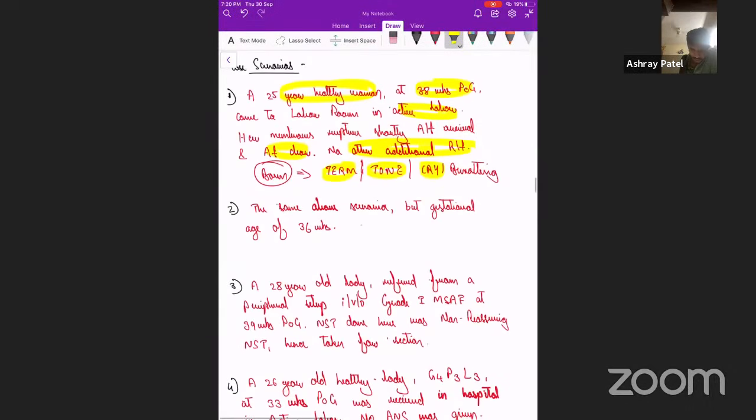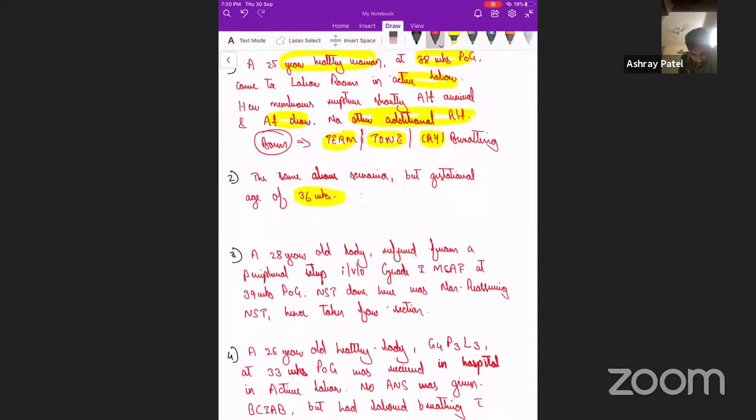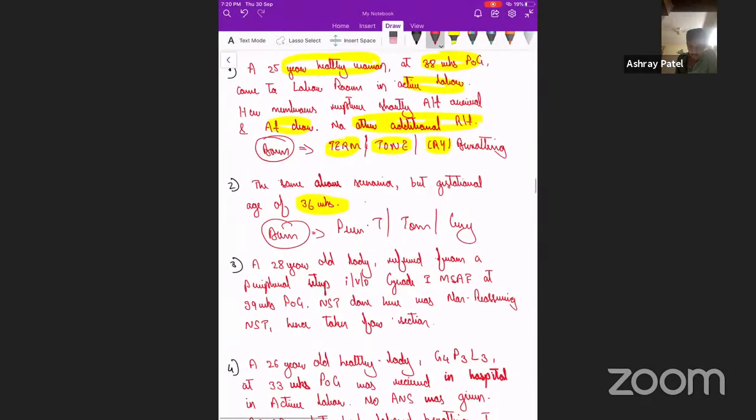So this was about the first case scenario. Next case, it is the same clinical scenario, but the gestational age of the baby is 36 weeks. So now what changes? Baby is born, but now it is a preterm baby, with good tone and good cry. Now what do we do? Anyone would like to answer? The only difference now is, since the baby is preterm and since maintaining temperature is of foremost importance, it is TABC.